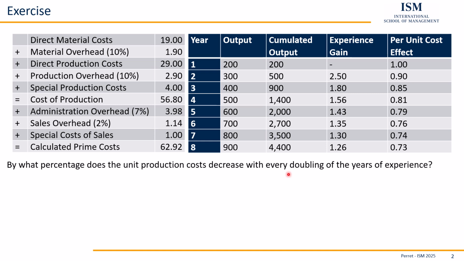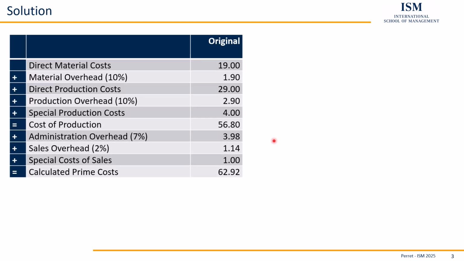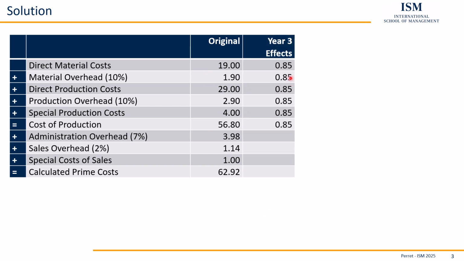Well, but that's not everything. Our main task actually is to determine the prime costs in the 3rd and 5th year of production. And that's what we're actually going to do. So I'm going to copy the cost calculation from the current year, and then I'm going to use my experience multiplier for the 3rd year, which was 0.85.